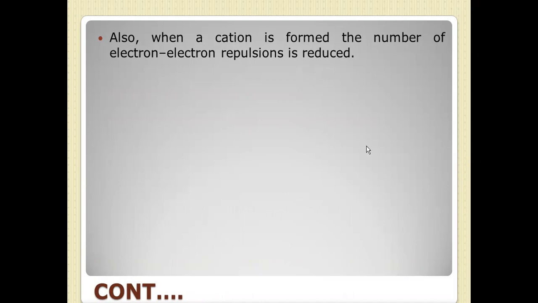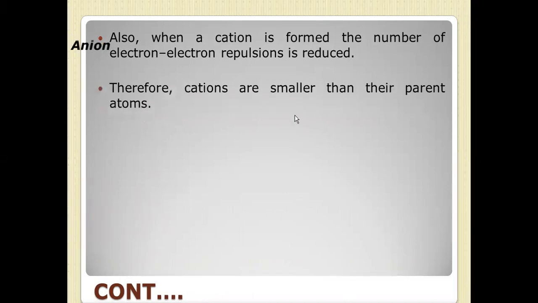Why are we removing the electron from the valency electron shell? That means there is a possibility to reduce the electron repulsion. Therefore, the cations are smaller than their parent atoms.